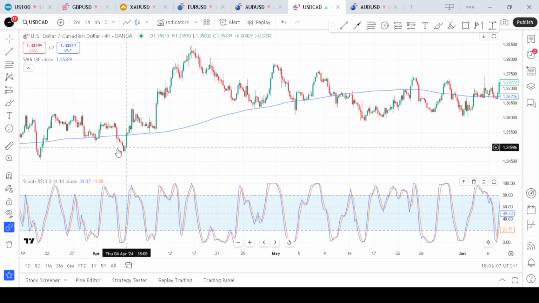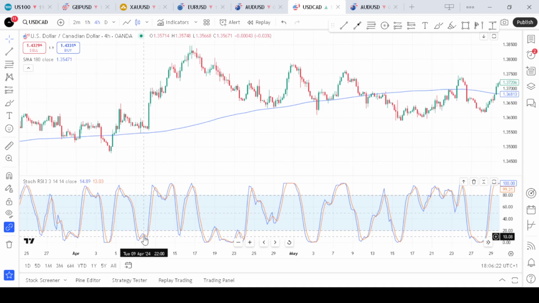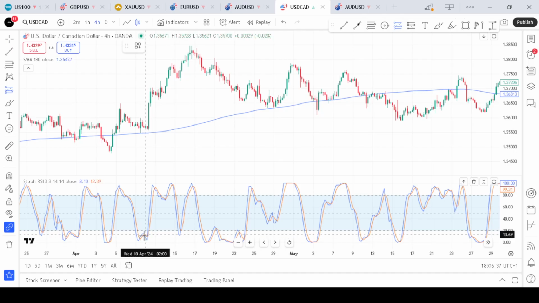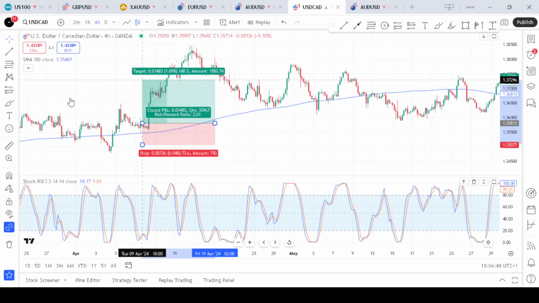Now you enter your long trade the moment price bounces off your 180 moving average and you notice there is a crossover. As we can see, there is a crossover between your D and your K line at the area when price bounced on our simple moving average. When price bounces, this is where you enter. When you confirm the crossover and price is moving from below the 20 area in your stochastic oscillator, this is where you enter your trade and you expect price to push to the upside.